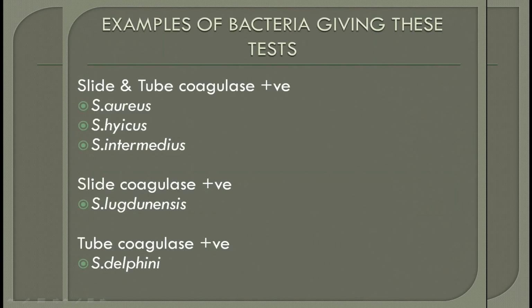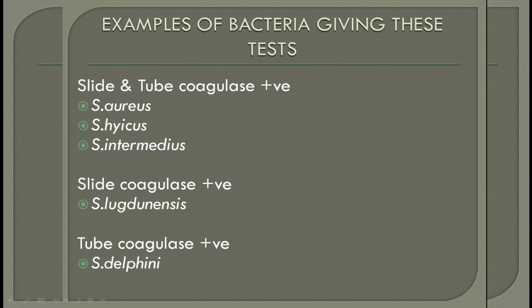So, the question is, who are these bacteria which give these tests positive? All of them, obviously, are Staphylococci. This is a test unique for Staphylococcus, obviously. That is why we study this under Staphylococcus. So tube coagulase and slide coagulase are the most important diagnostic tests for differentiating Staphylococci from any other suspected bacteria.